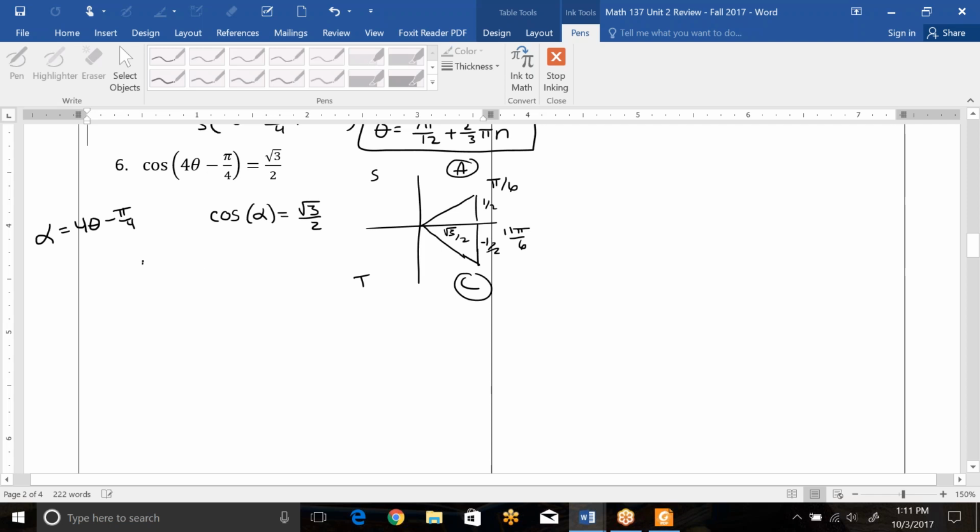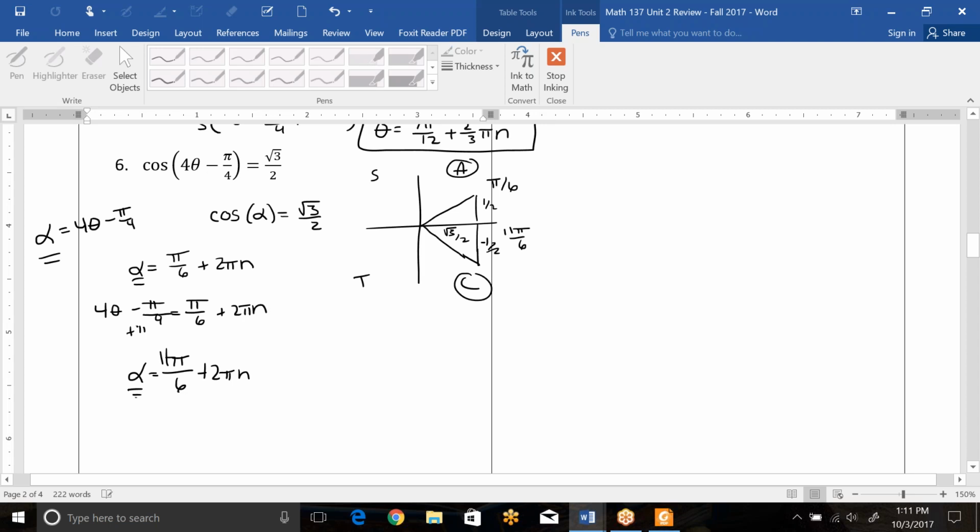Okay, so remember, we write that alpha, and remember there's all these combinations of those as well. So pi over 6 plus 2 pi n, and the other one is alpha equals 11 pi over 6 plus 2 pi n. That's all the rotations of it. But then we have to remember to back substitute for this big old long 4 theta minus pi over 4. So 4 theta minus pi over 4 equals pi over 6 plus 2 pi n.